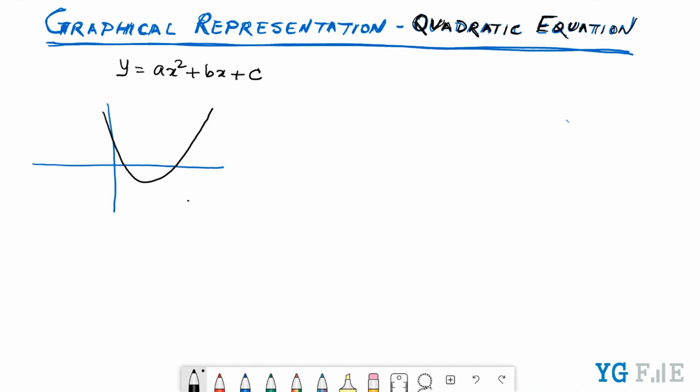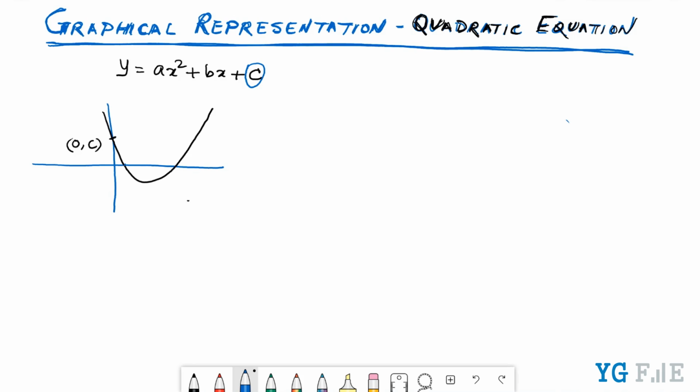Now some of the key points of this curve: the point where it intercepts the y-axis is called the y-intercept, and it has a value of c. The constant c in this equation is the y-intercept. The reason is that when you substitute x equal to 0, you get y equal to c. So this coordinate is called c.